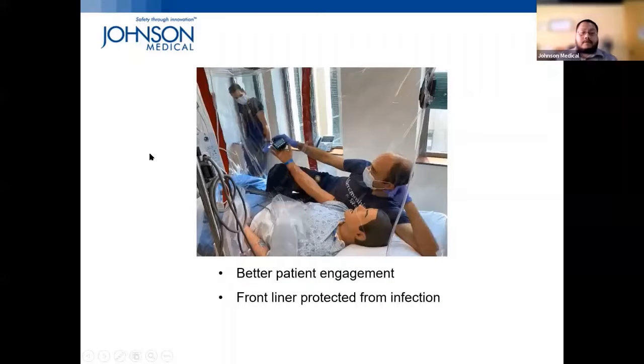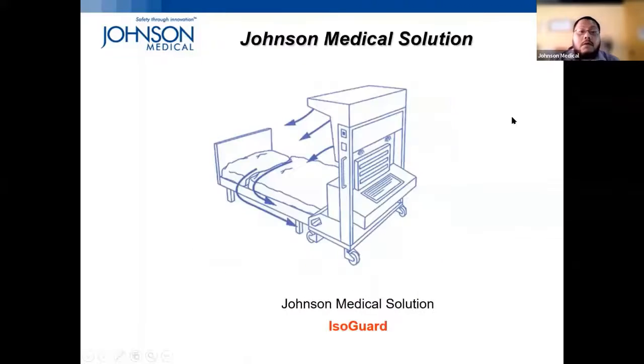So our solution for this is to give you a product that can give you better patient engagement and also protect all the healthcare workers from infection coming from the patient or vice versa. So here we have the Johnson Medical IsoGuard, which is the same guided airflow system, but it's a mobile version and it comes with a temperature sheet. And the price for the whole system is about 28,000.